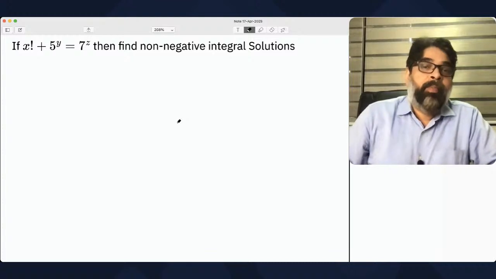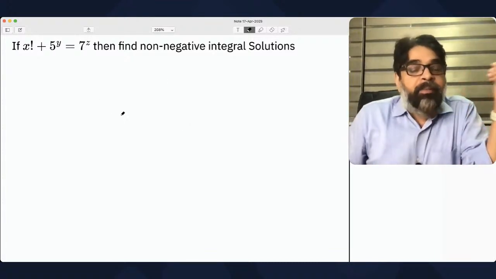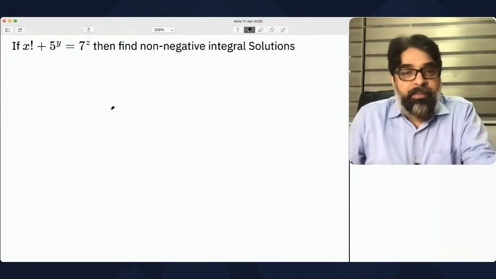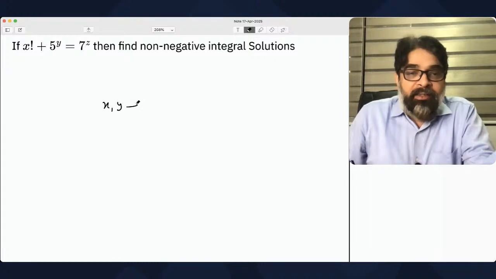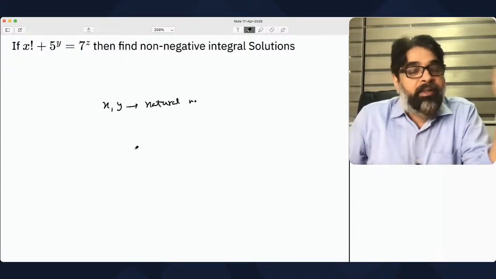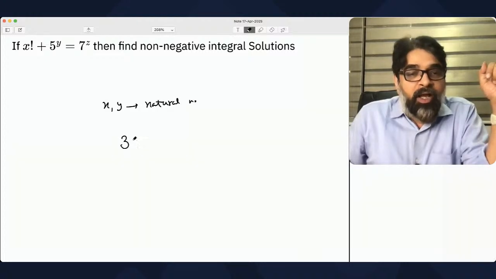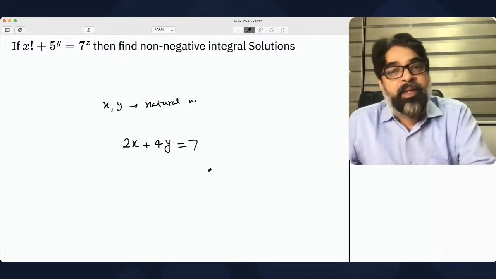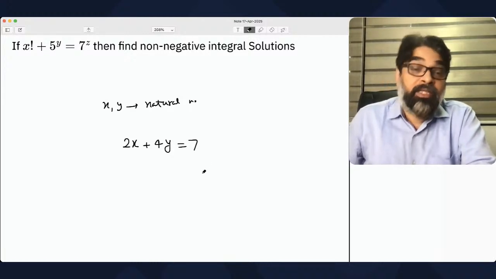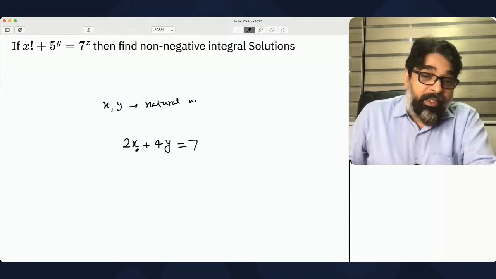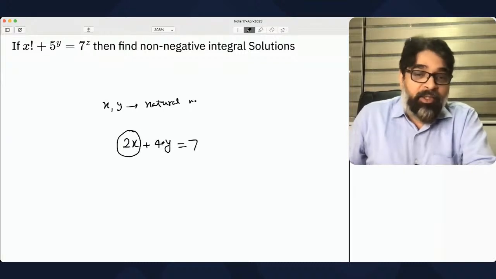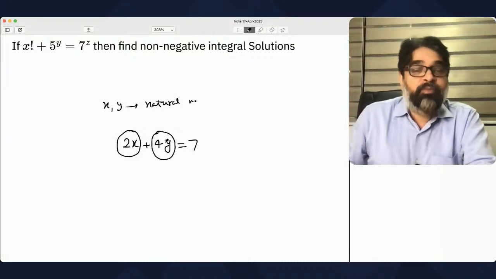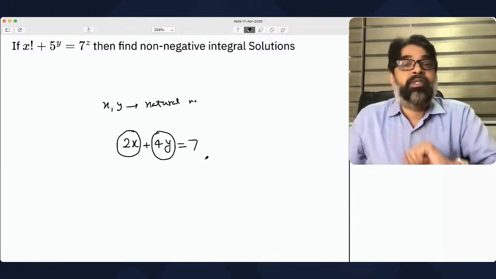What does that mean? Suppose anybody asks you, forget this question for the time being: x and y are, let's say, natural numbers. To find the solution of 2x plus 4y equal to 7, I will say no solution. Why so? This quantity is an even number, divisible by 2. This is also divisible by 2. But the right side is not divisible by 2.